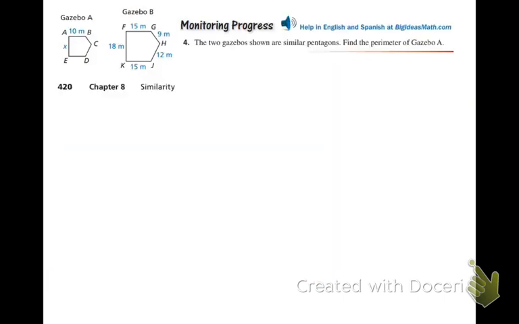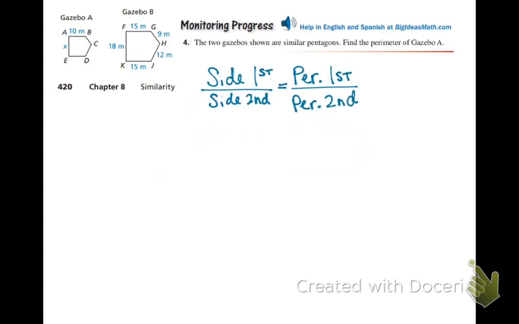So our first problem is about two gazebos. The two gazebos shown are similar pentagons. Find the perimeter of gazebo A. So you're going to use that perimeter formula: the side of the first over side of the second equals the perimeter of the first over the perimeter of the second.